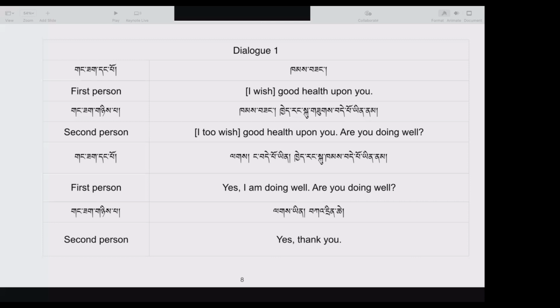Therefore, you will encounter both of these manners of speaking when you listen to native speakers. Some will be using, most of them will be using the casual way of speaking. Some of them will be using the honorifics, especially those who come from the central part of Tibet, who will be using more honorifics.